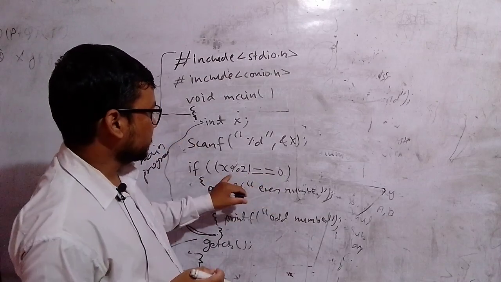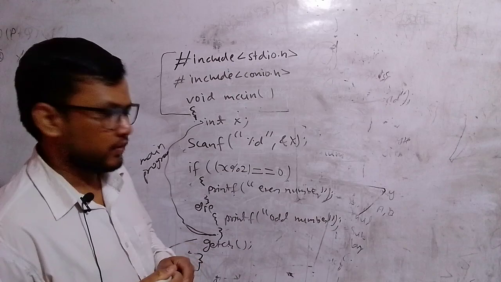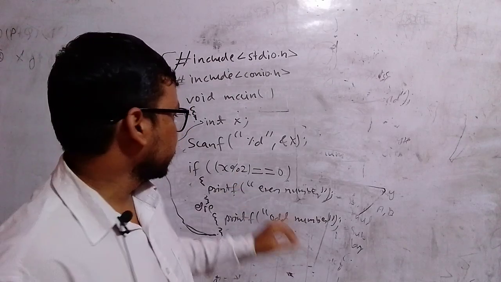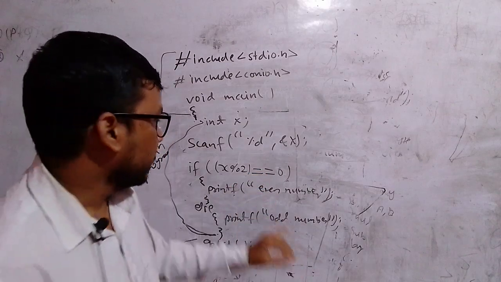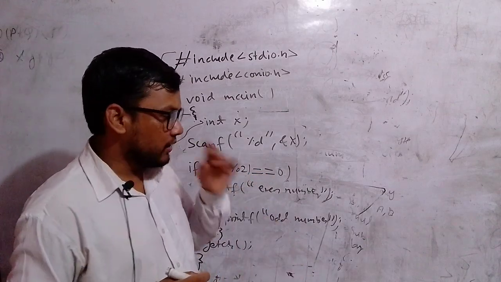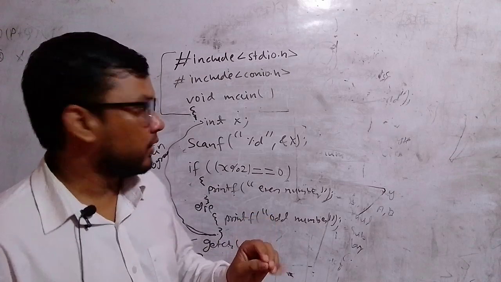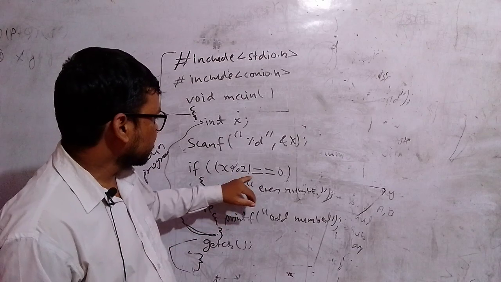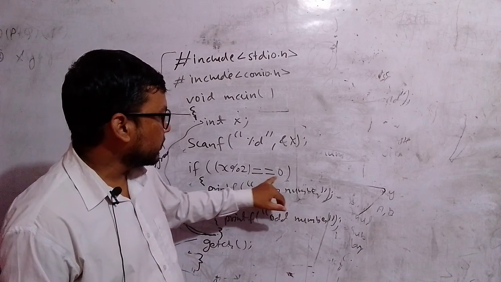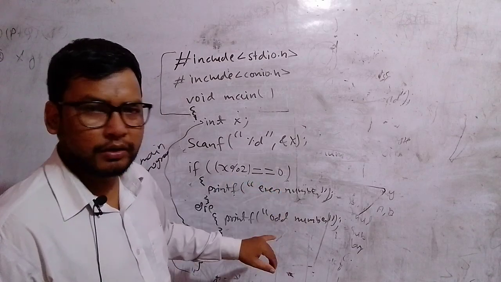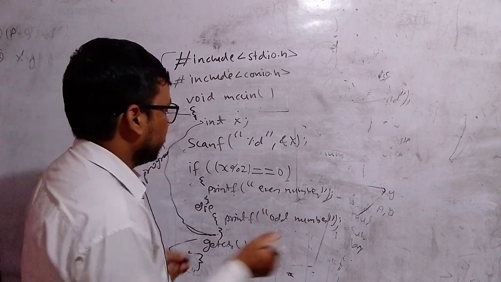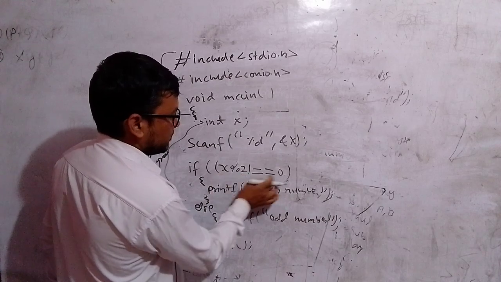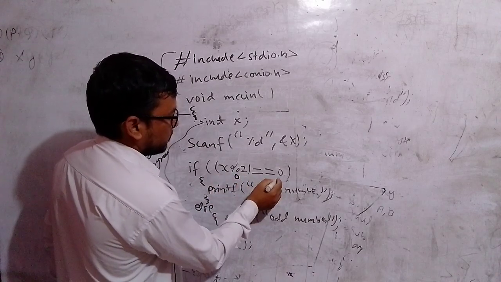Now what does this mean? x modulus 2. This is called the modulus. This is the remainder of x division 2. And double equal means just equal. To check whether this number is equal to 0 or not, we need to write two equal symbols. Now if this condition gives 0, that means 0 is equal to 0.